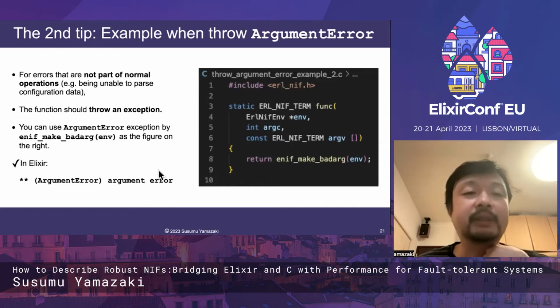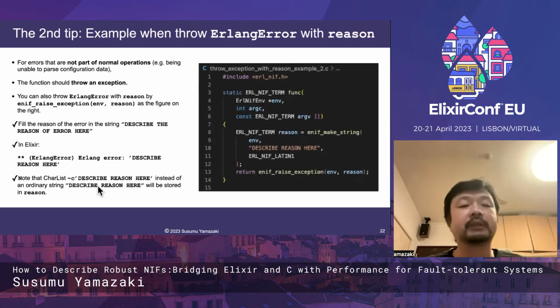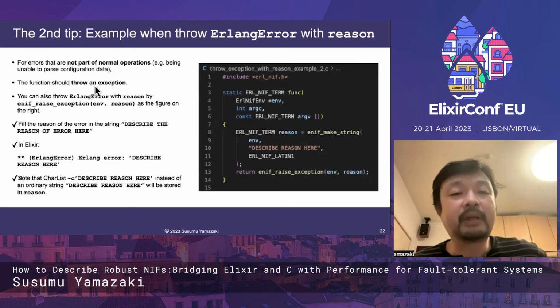For errors that are not part of normal operations, the function should throw an exception. You can use the argument error exception by enif_make_badarg, as in the figure on the right. In Elixir, an ArgumentError occurs. The function should throw an exception.